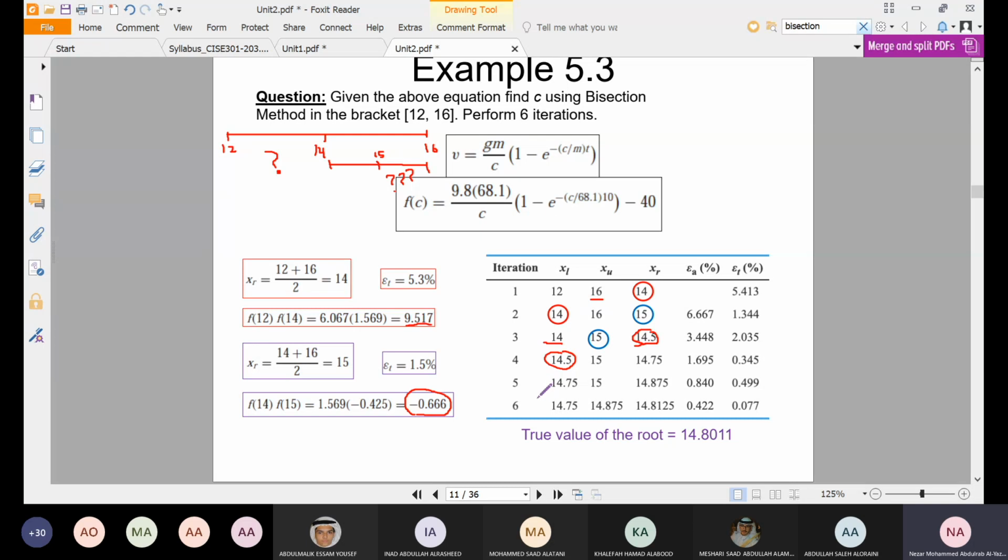How many iterations we have depends on the error that we want. For example, the true value of this root is 14.8011. So we'll do our estimation until we stop at a certain criterion. Where we stop, we will determine in the next lecture, inshallah.